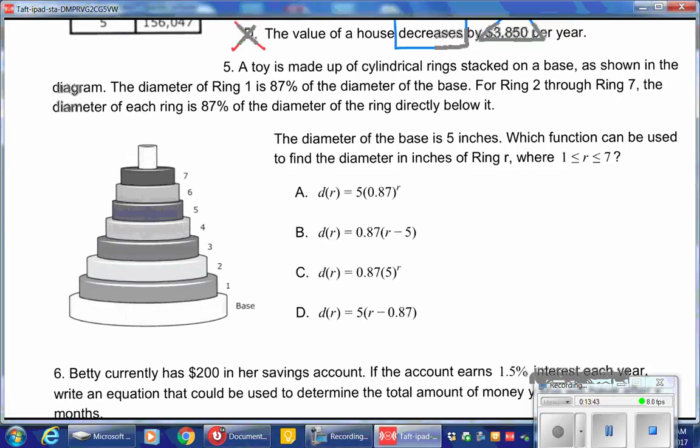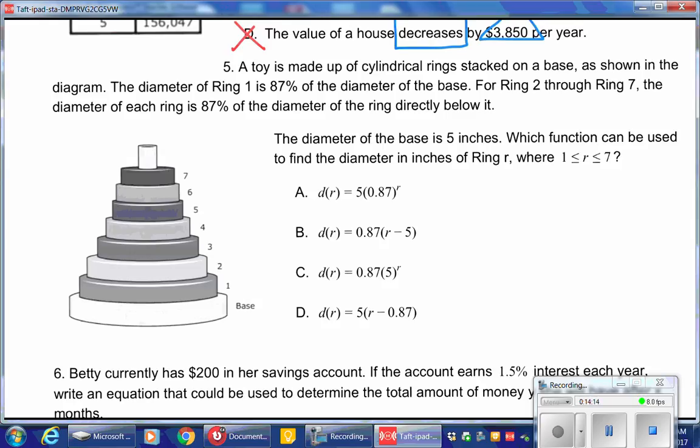Number 5. A toy is made up of cylindrical rings stacked on a base as shown in the diagram. The diameter of ring 1 is 87% of the diameter of the base. For ring 2 through ring 7, the diameter of each ring is 87% of the diameter of the ring directly below it. The diameter of the base is 5 inches. Which function can be used to find the diameter in inches of ring R, where 1 is less than or equal to R is less than or equal to 7?